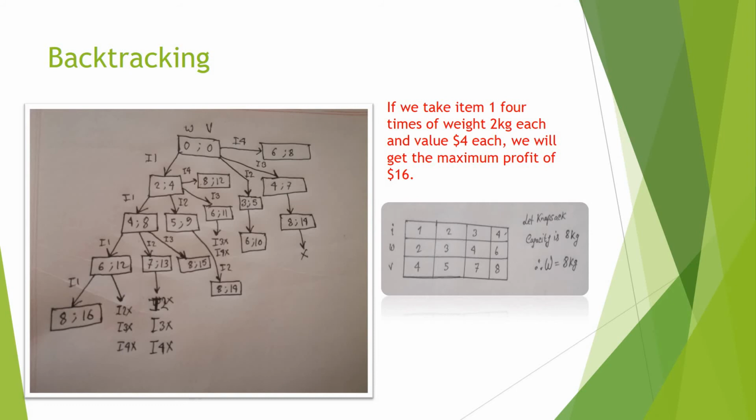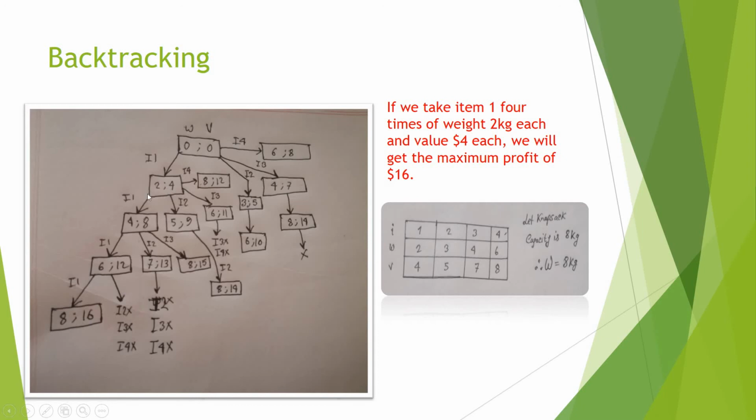So let's see, if we produce a tree diagram which has nodes, and each node will have two separate values, one will be weight, another will be value. If you are taking item 1 four times, we are getting the maximum capacity of 8, right? So the profit is found to be 16.